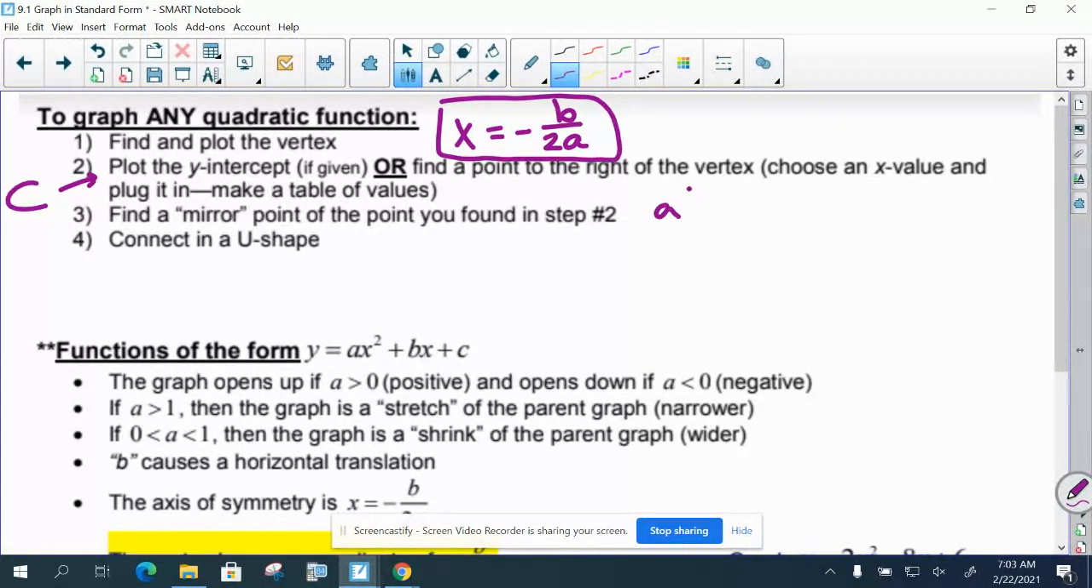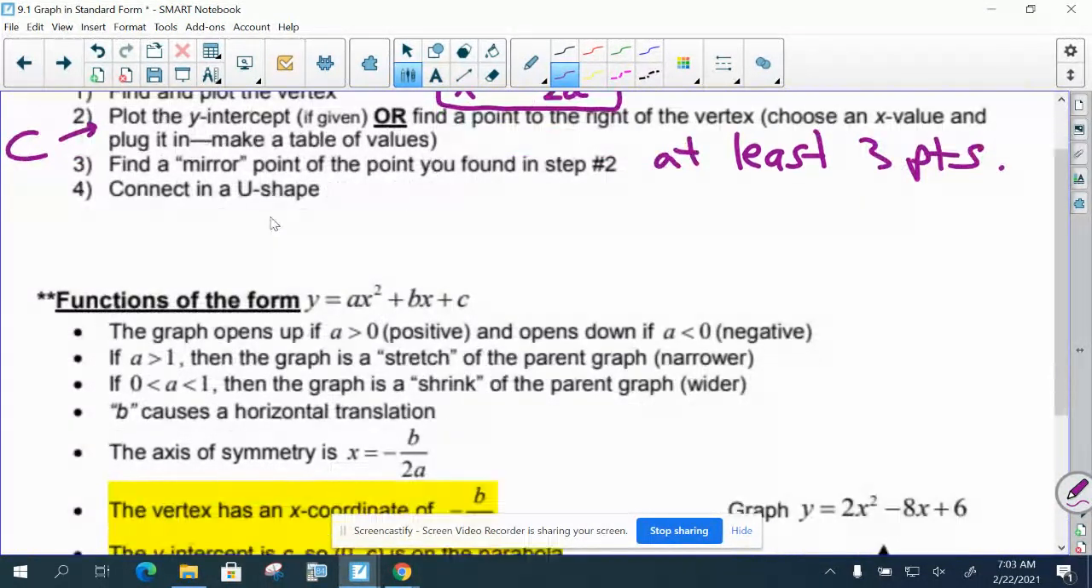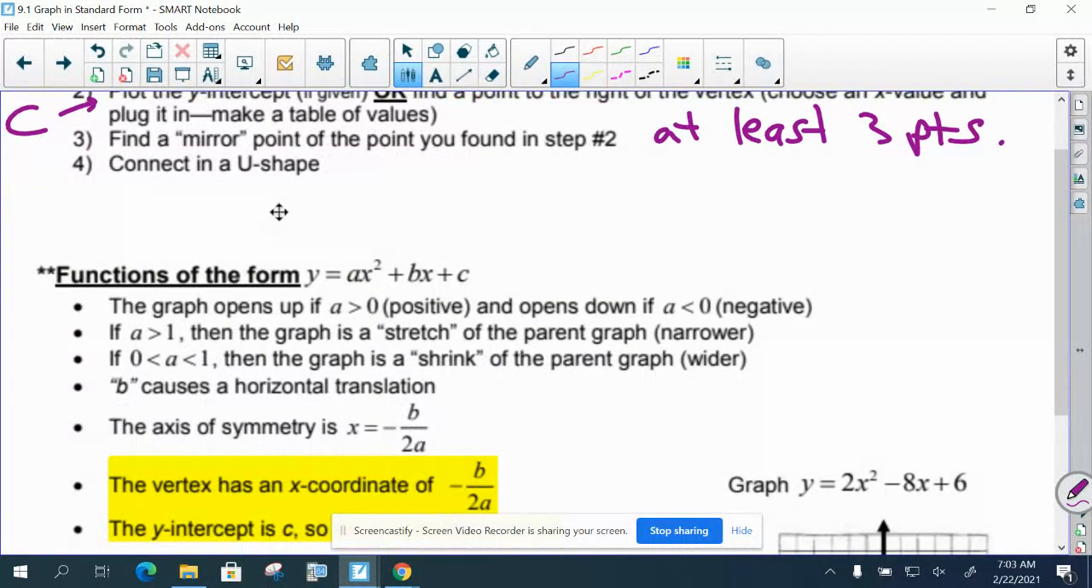So you should get at least 3 points. Now in edge elastic, you only have to use 2 points, but it is nice to recognize that there are 3 points. And then connect it in a U shape, or if you're doing it on paper.